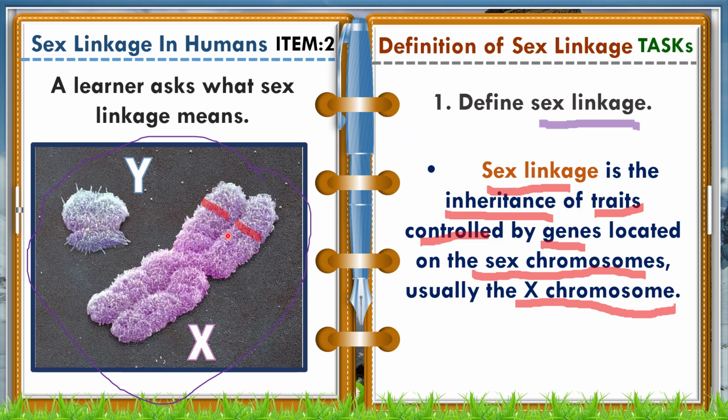So this gene that controls a trait like color blindness is located on the sex chromosome, which is the X chromosome, and therefore this type of inheritance is called sex linkage. The gene controlling a trait is located on the sex chromosome, and usually that sex chromosome is the X chromosome.